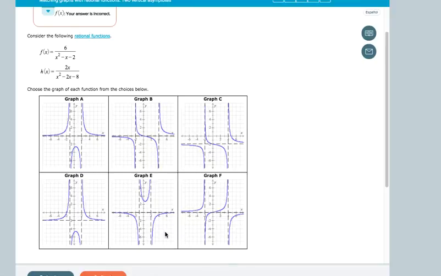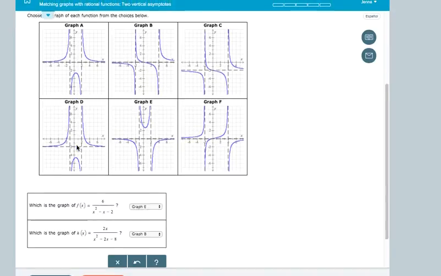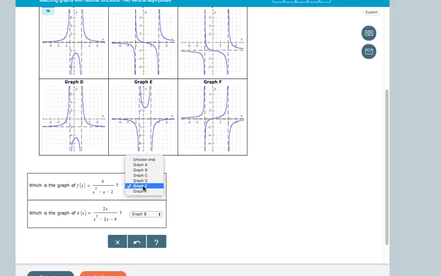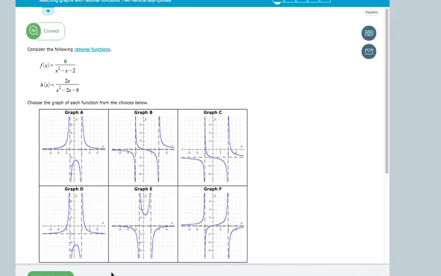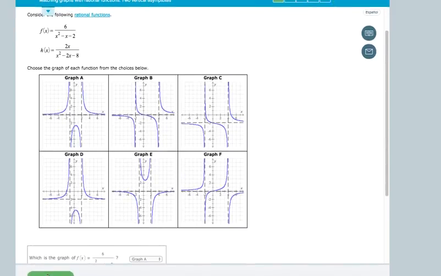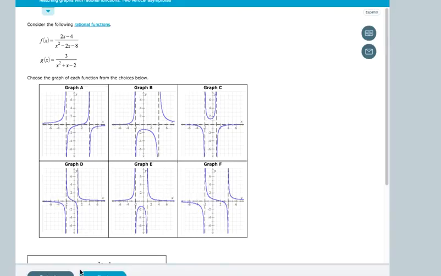So it was between graphs A and E. When we plug in 0 for x, it should be 6 over negative 2, which is negative 3. So that should be A. And let's recheck that. Okay, so let's try another one and hopefully I'll get this one right.